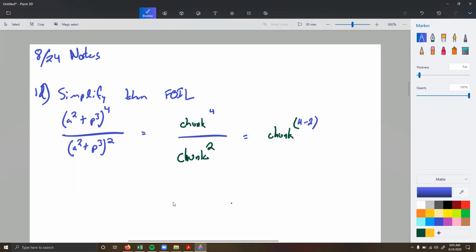So if you have a base in the top of your fraction and the bottom of your fraction, what you're going to do with their exponents, as long as everything's strung together with multiplication, is just do top exponent minus bottom exponent. And here, that's going to give us chunk to the second power, also known as chunk squared. So chunk squared is going to be equal to a squared plus p cubed, squared. So we've got this going on for us.